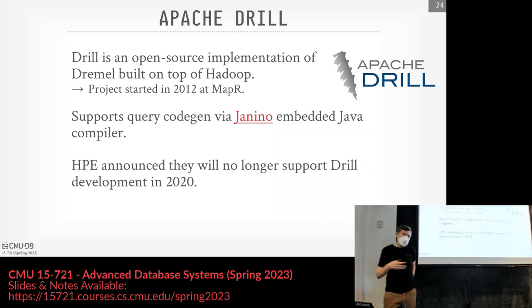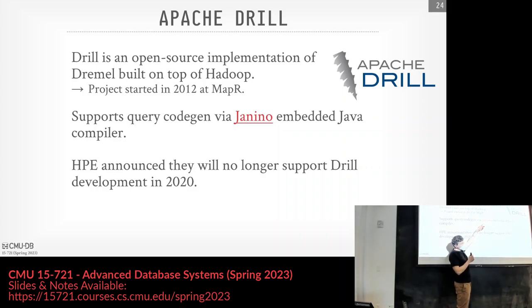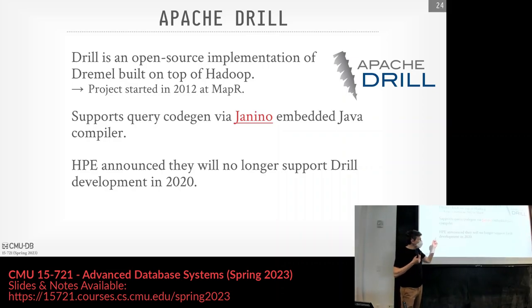They had their own proprietary version of Hadoop. Think of it like that. Hadoop was written in Java, theirs was written in C++. It was considered high-performance Hadoop, if that was a thing. What's interesting is that the basic tenets of how Dremel works apply to Drill. But they do code generation using this thing called Janino, which is an embedded Java compiler. So they do vectorization, they do all the stuff we talked about before, but they actually compile the queries into Java bytecode as well.